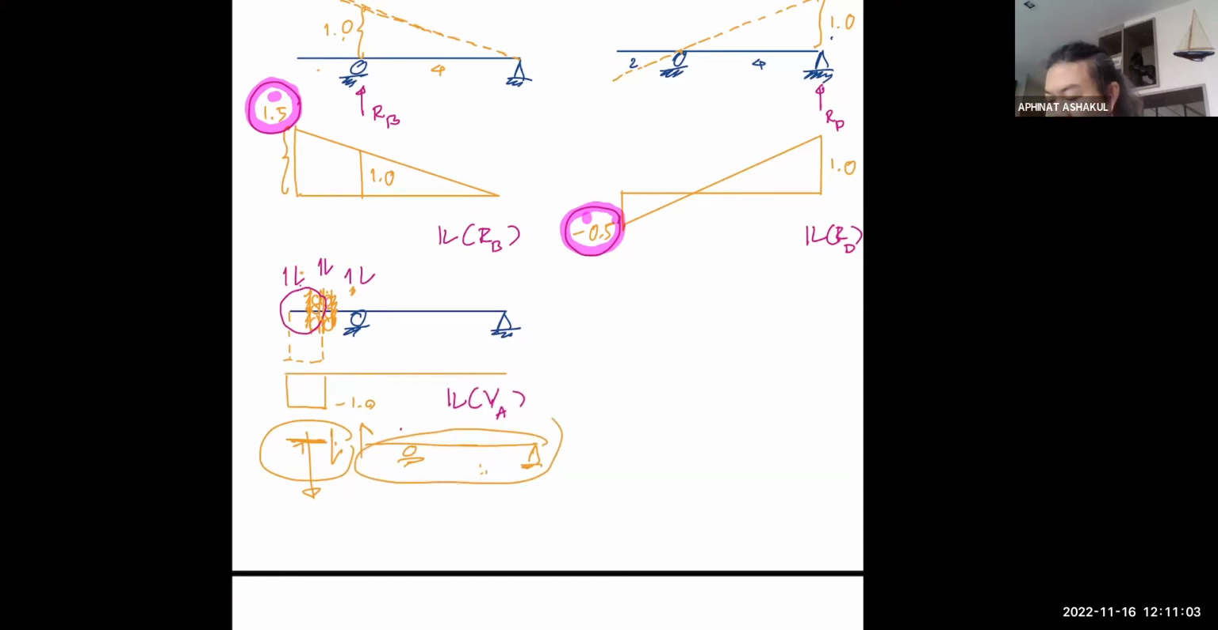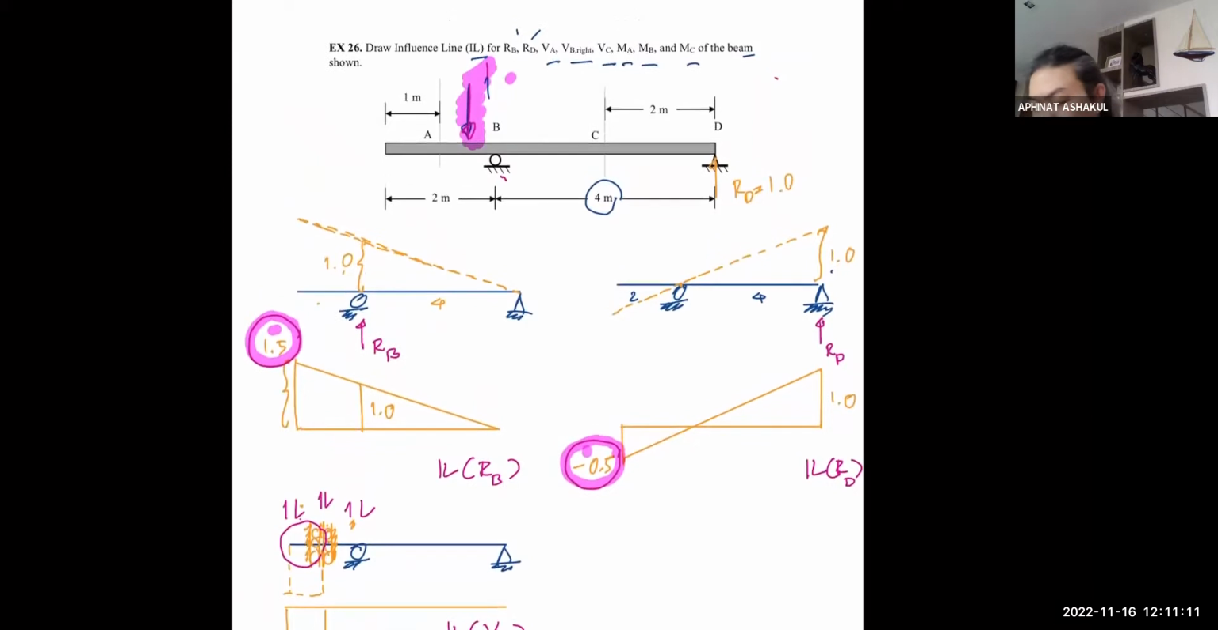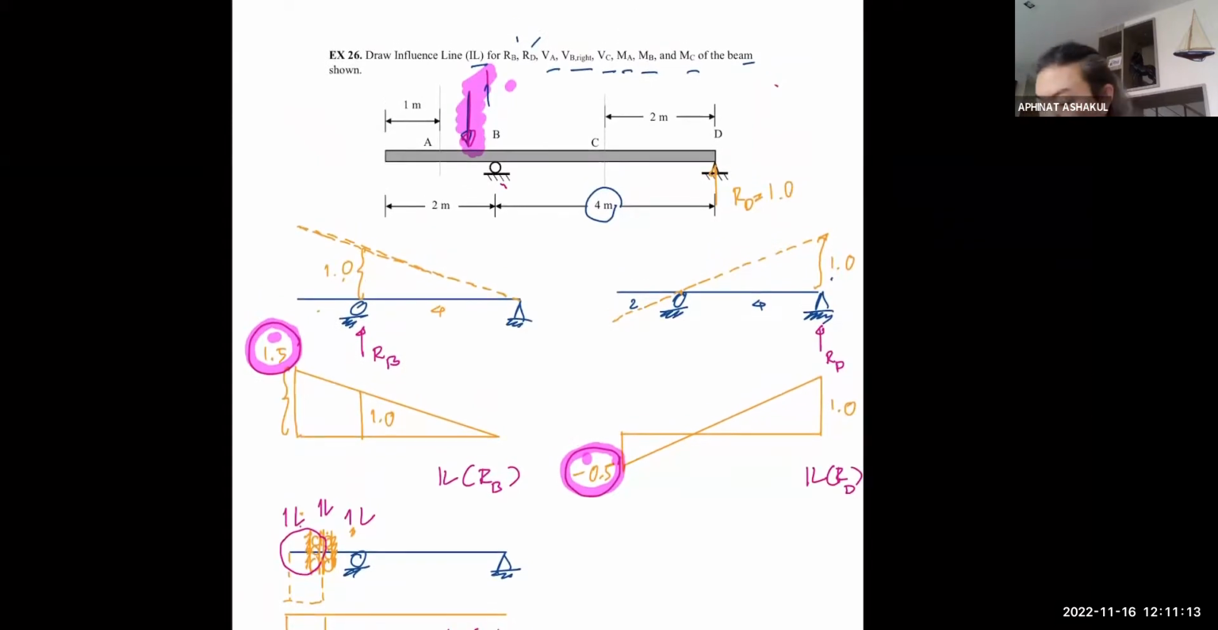Next one is VB to the right of the support B. Before I go into that, let us look at the B. When you look at the shear force diagram, okay, now we are back at the shear force diagram of a point load. Let's say I apply the unit load here.